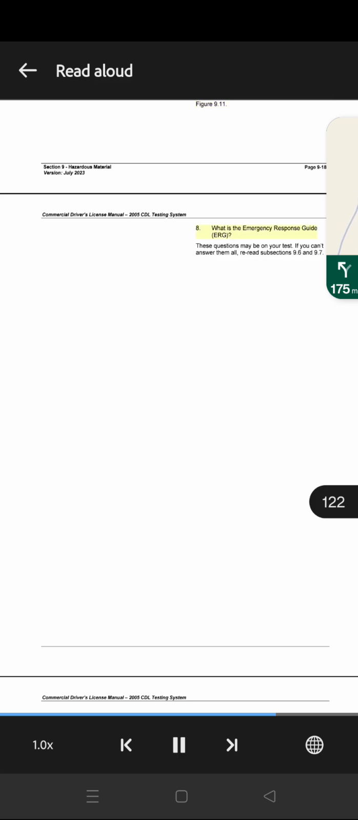8. What is the Emergency Response Guide, ERG? Hazard Class Definitions Table B. Class, Class Name, Example. 1. Explosives: ammunition, dynamite, fireworks. 2. Gases: propane, oxygen, helium. 3. Flammable liquids: gasoline fuel, acetone. 4. Flammable solids: matches, fuses. 5. Oxidizers: ammonium nitrate, hydrogen peroxide.